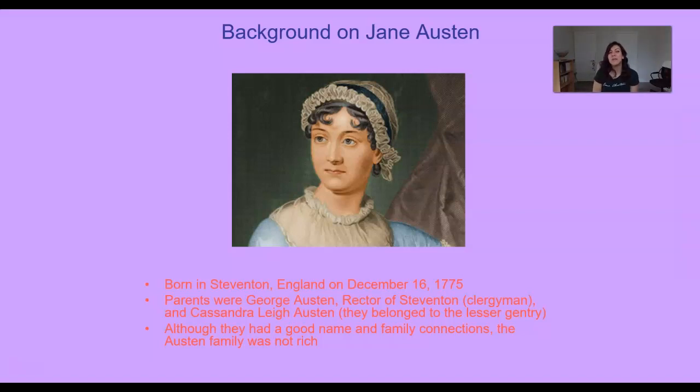Just a little bit of family information on Austen. Her father was a clergyman. The title officially was called rector.